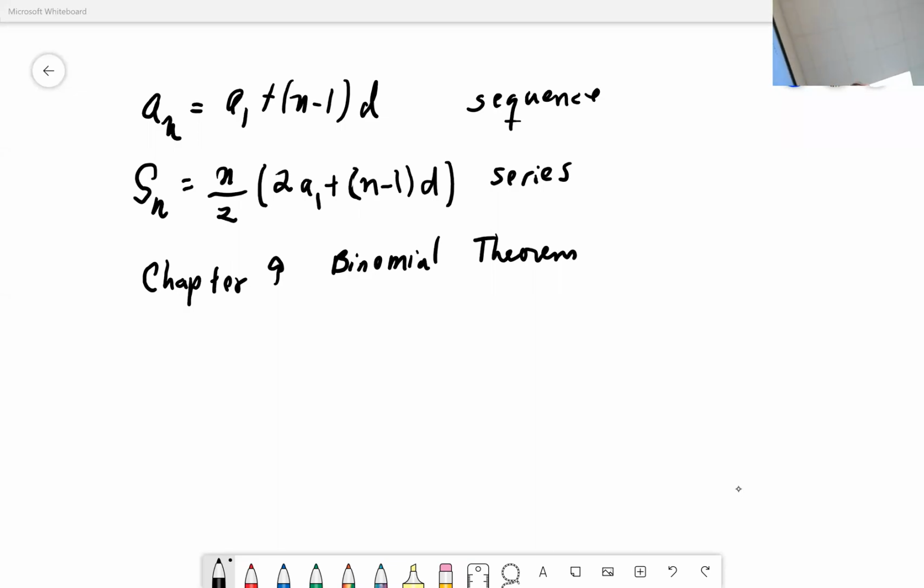So we're going to be doing chapter 9, binomial theorem. Now I have some choices to make here in terms of presenting this information to you. And I think that the best way to do it is, unfortunately, the long way. It's by me showing you that the binomial theorem is actually something that we can derive using the skills we learned in the previous section.